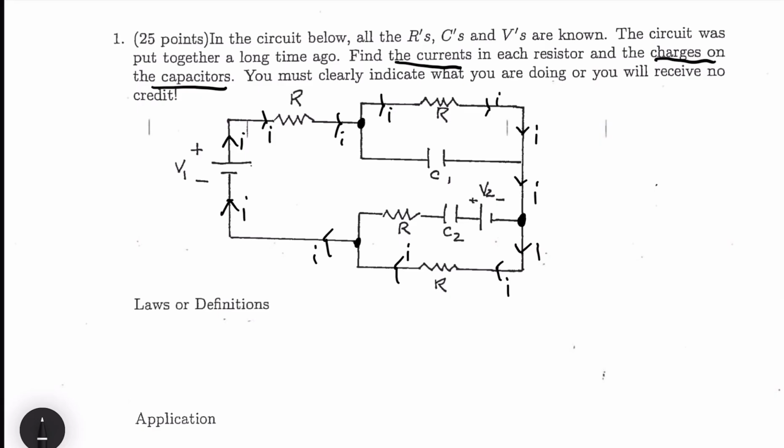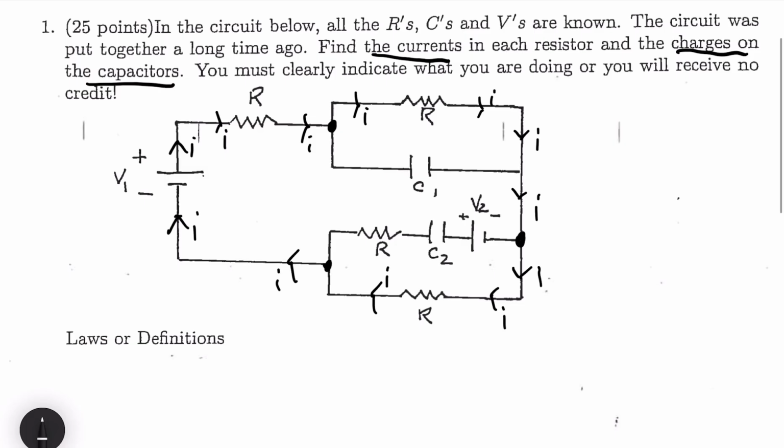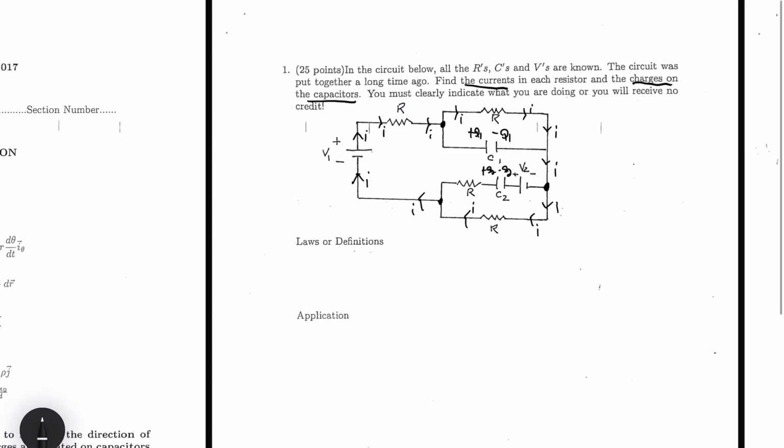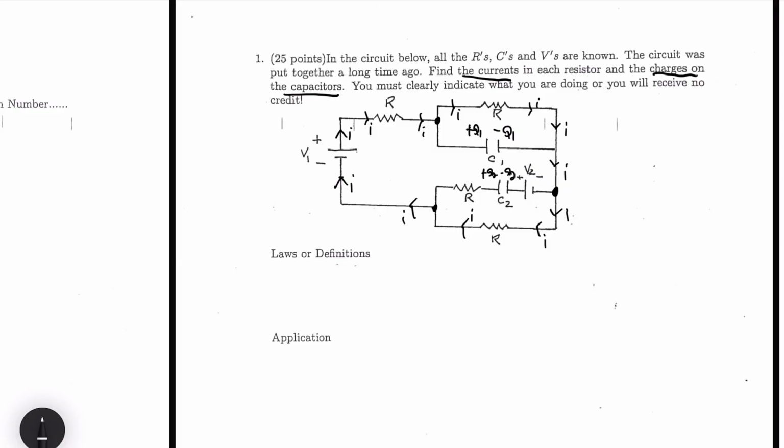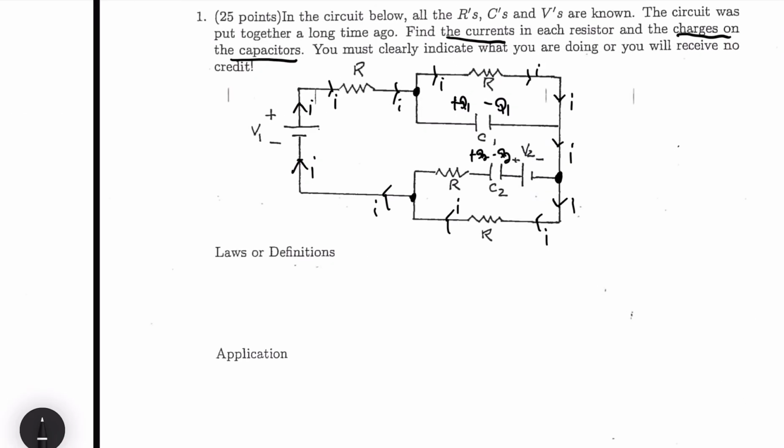And the next thing to do is label the charges on the capacitor. So I'm going to say that this is plus Q1, this is minus Q1, this is plus Q2, minus Q2. This is very important because even in the question it says if you don't label the charges, you're not going to get any credit.